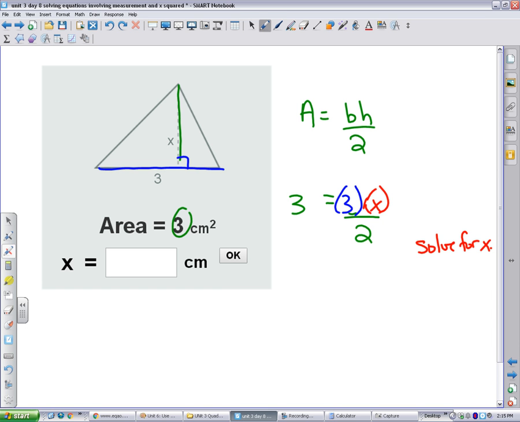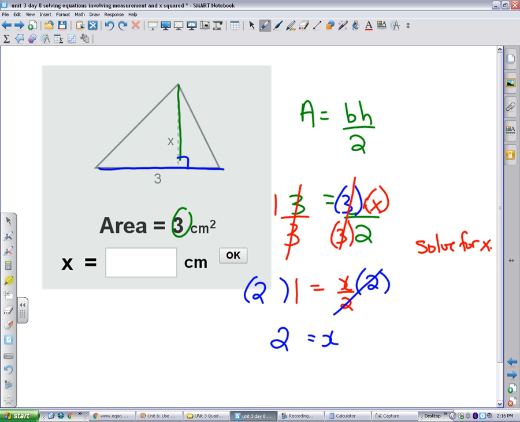So let's see. I have the x, and attached to the x we have a multiply by 3 and a divide by 2. So you can get rid of division and multiplication in the order they occur. So let's get rid of multiply by 3. I can undo multiply by dividing by 3 and dividing by 3 on the other side. Those will cancel. That becomes 1. So I have 1 is equal to x over 2. And now the only thing attached to the x is division by 2. So I'm going to undo that by multiplying by 2 and multiplying by 2 on the other side. Those will cancel, leaving me x equals 2.